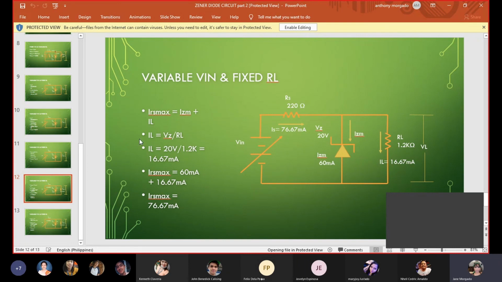Okay, so we have current, using Ohm's law pa rin, V over R, so 20 over 1.2K is equal to 16.67 milliampere. So kung may 16.67 milliampere ka, may 60 milliampere ka, so therefore, the maximum current flowing through RS would be equal to 76.67 milliampere. Okay? Question?